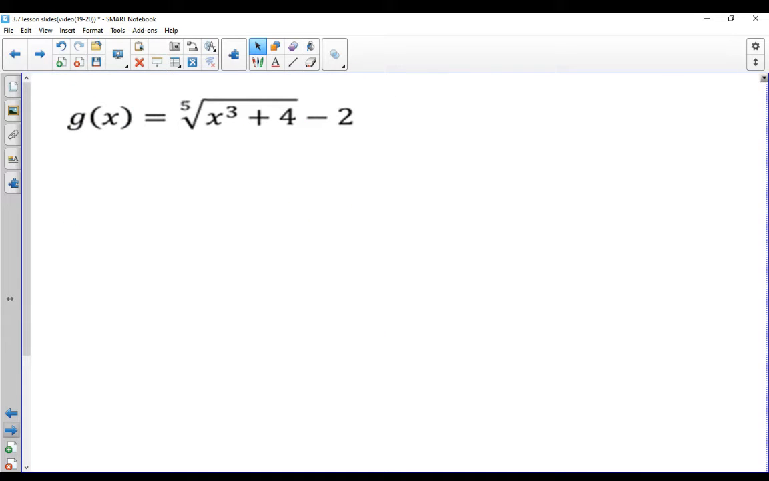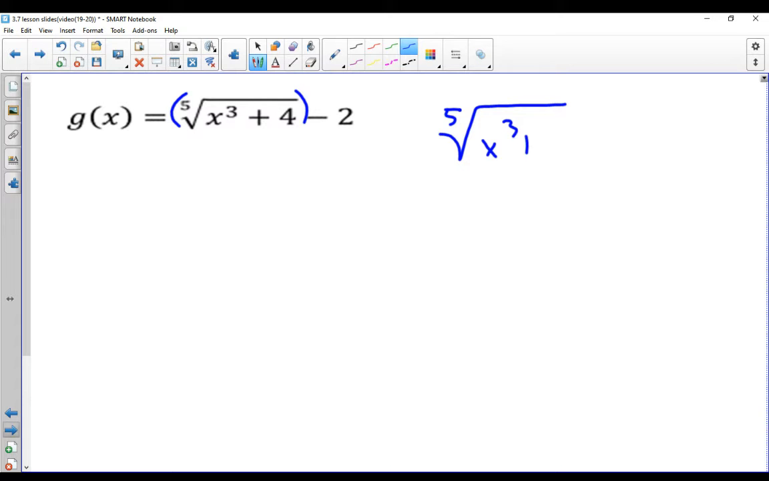And now this one. Well, to start off, I don't know about you, but that fifth root is kind of throwing me off. Now I wonder, could I use that same trick where I can do power over root? And the answer is, yes, you can. Or in other words, think of it this way.